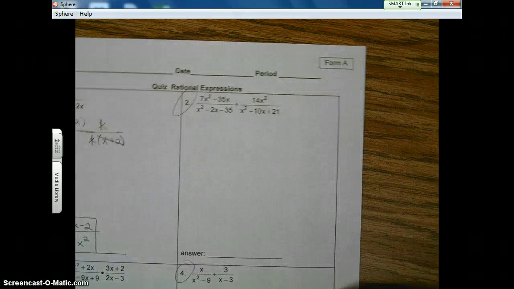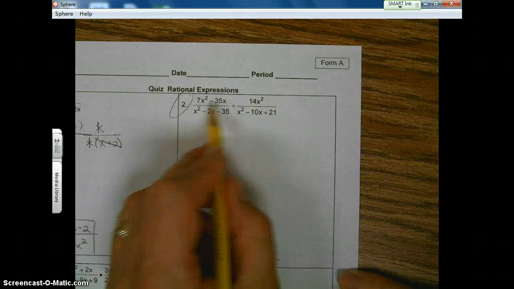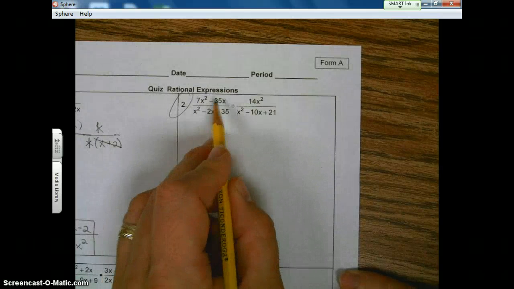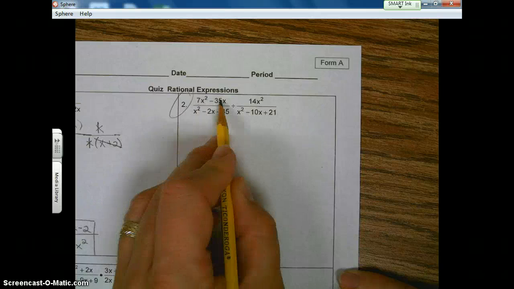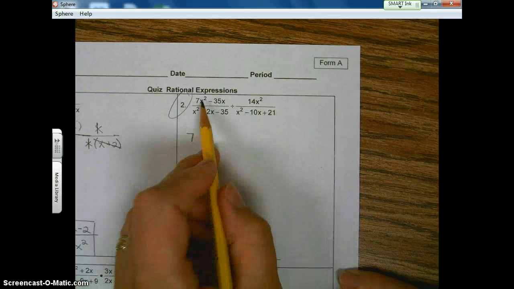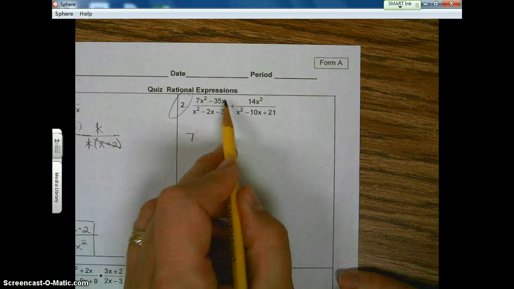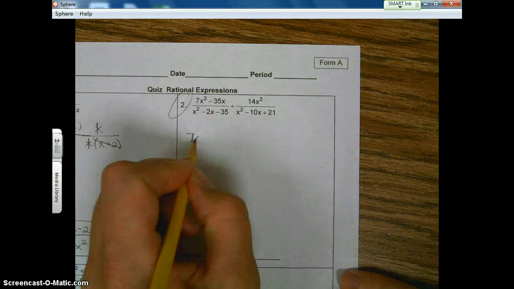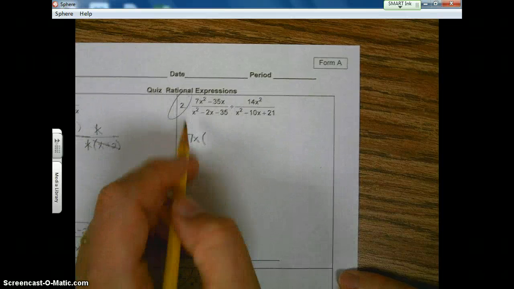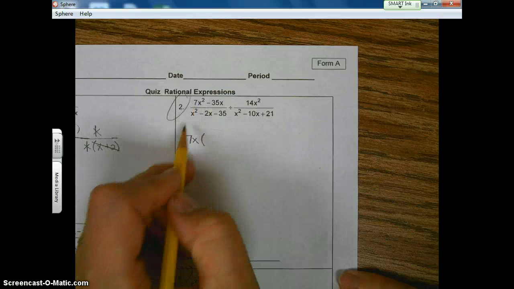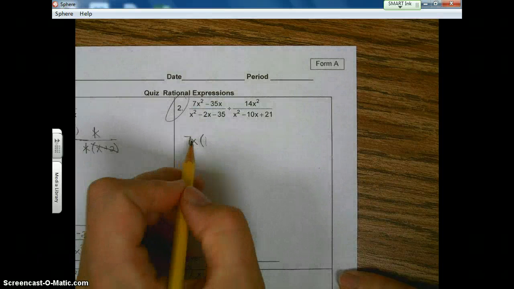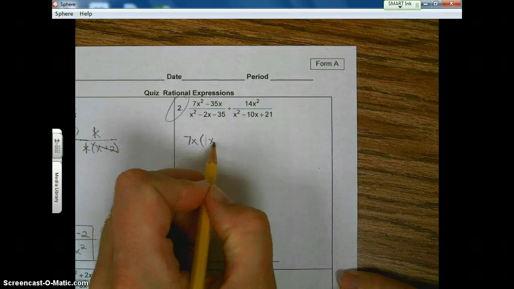Number 2, starting off here in the numerator, I'm going to go ahead and factor out a 7 out of both of these numbers. 7 goes into both of those evenly. I have 2 x's and 1 x, so I can factor out 1 x from both. Okay, so 7x squared divided by 7x. Well, 7 divided by 7 is 1. X squared divided by x is x.